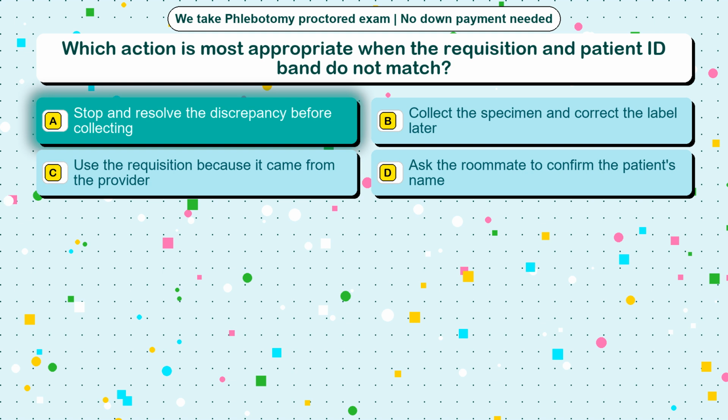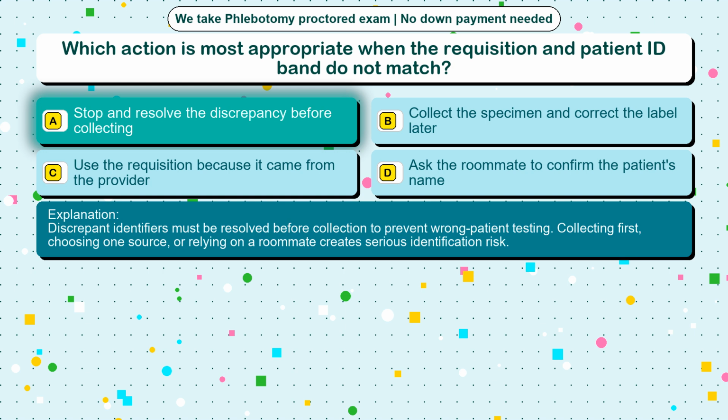The correct answer is option A, stop and resolve the discrepancy before collecting. Discrepant identifiers must be resolved before collection to prevent wrong patient testing. Collecting first, choosing one source, or relying on a roommate creates serious identification risk.